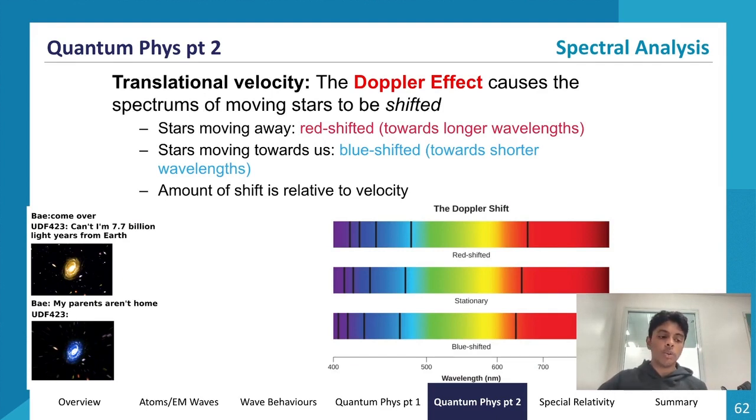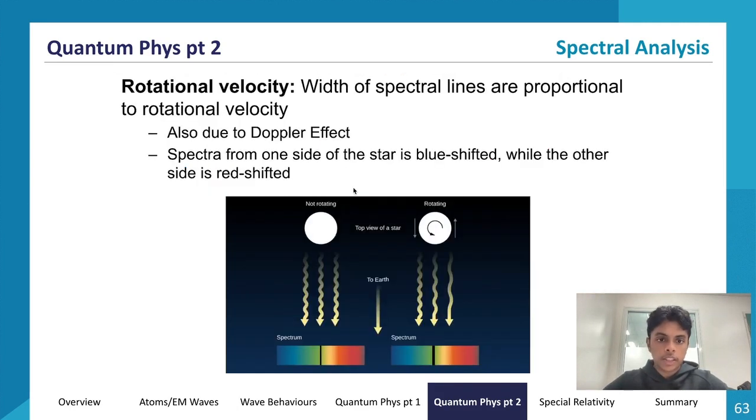Next one. We can also find out the translation velocity. It's very similar to the Doppler effect. So a star is turning, right? It's spinning. One side of the star is moving closer to us, and the other side of the star is moving away from us, because as it's spinning, one side is coming closer to us, the other side is going away from us. And so in that case, we observe the Doppler effect. That is in relation to rotational velocity.